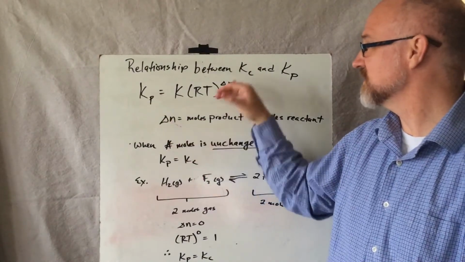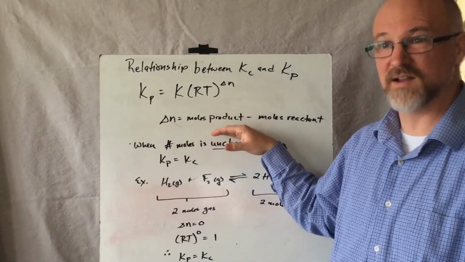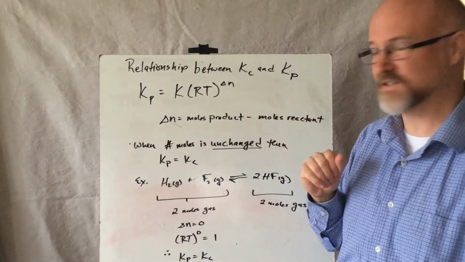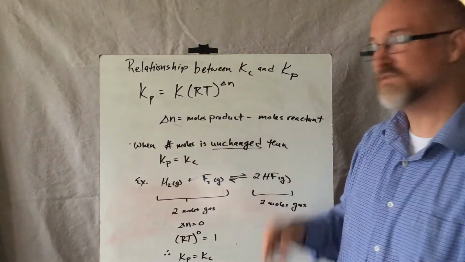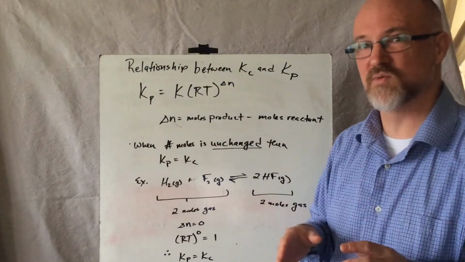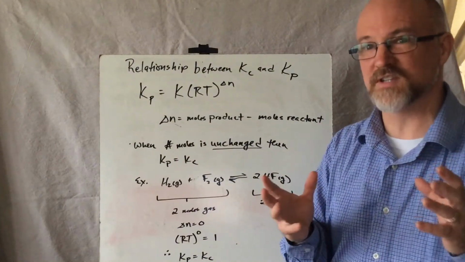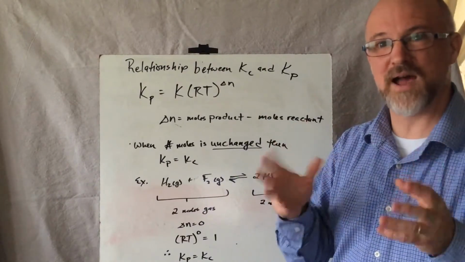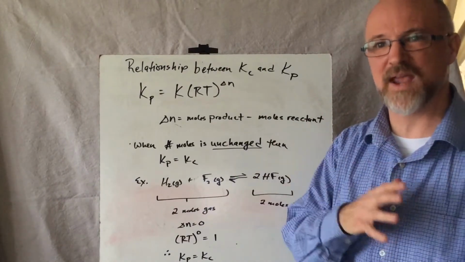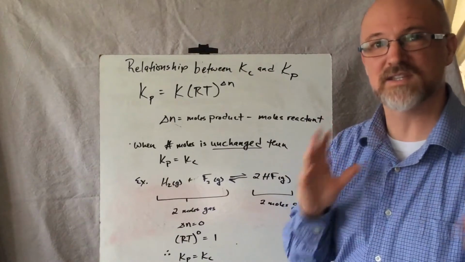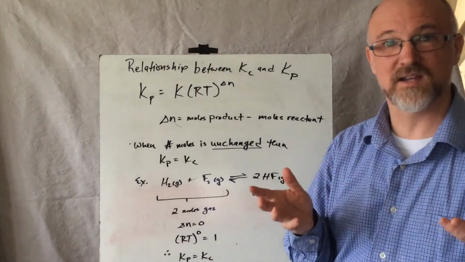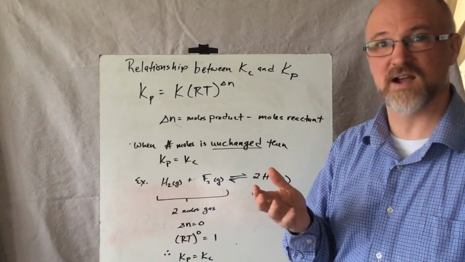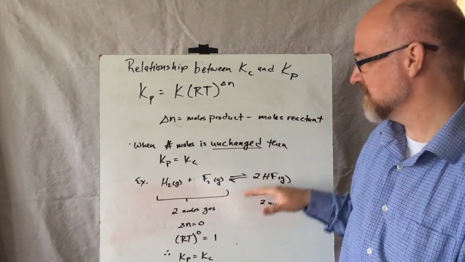So delta n is always the moles of product, gaseous product, minus the moles of gaseous reactant. Here's the thing, when the moles are unchanged, and I'm talking about total moles here, not the moles of each species, when the total amount of moles going in and coming out that are gas are the same, it turns out that the equilibrium based on pressure and the equilibrium based on concentration are the same. And here's the mathematical proof.